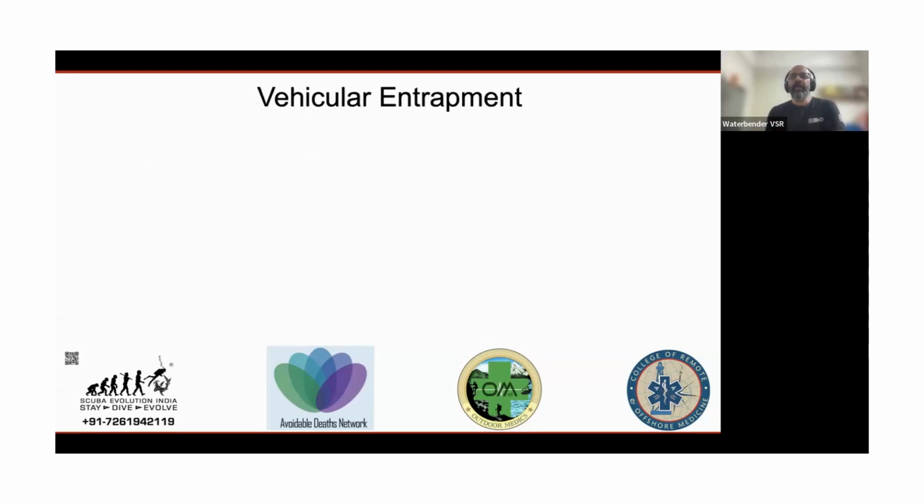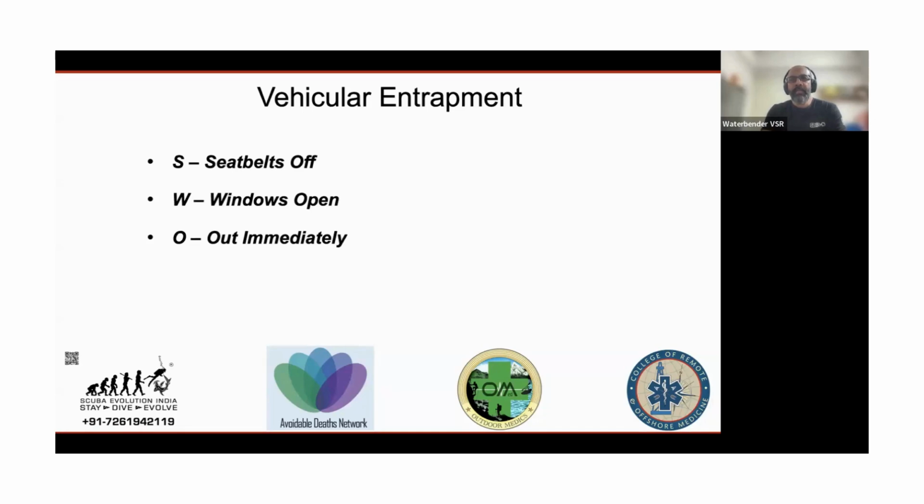So in case of vehicular entrapment, there's something which, as a bystander, you can advise people, as well as in case you or any family or friends do get stuck in a vehicle, like we were talking about climate related issues of flooding or any damage that happens to any bridge or such kind of situation. There's something called SWOC: seat belts off, windows open, out immediately, and children first.